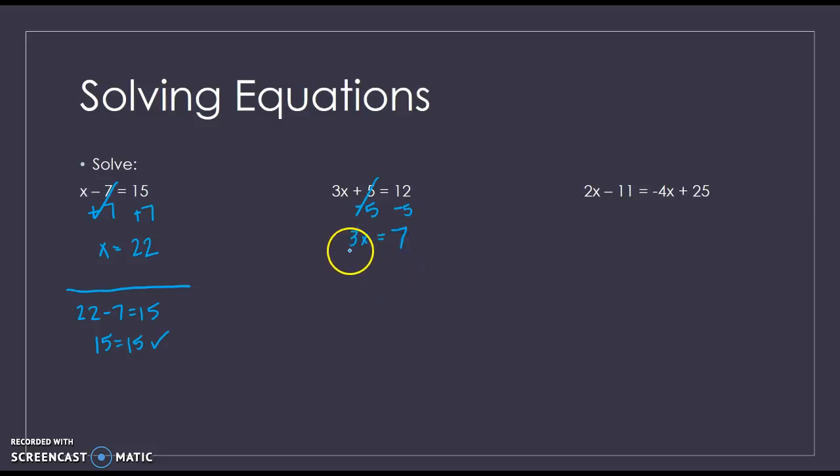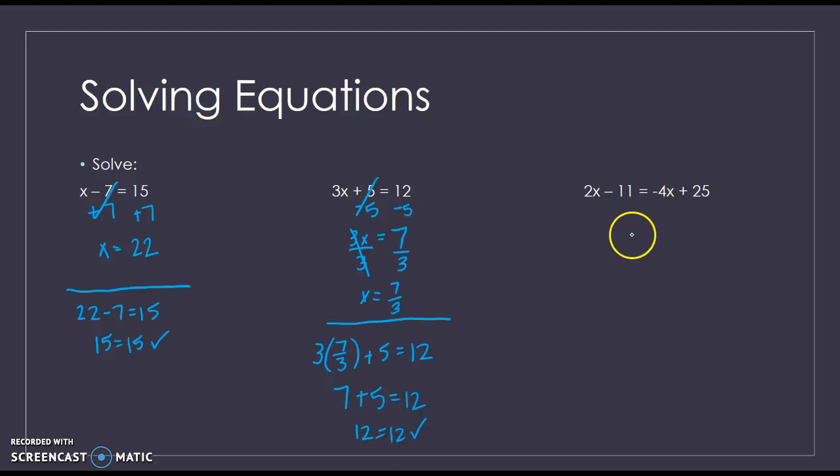3x equals 7. I'm going to divide by 3. So then x equals, and I cannot simplify 7 over 3, so I'm just going to leave it. All right, I can plug this back in to double check. 3 times 7 over 3 plus 5 should equal 12. 3 times 7 is 21. 21 divided by 3 is 7. So 7 plus 5 equals 12. 12 equals 12, and I'm good.